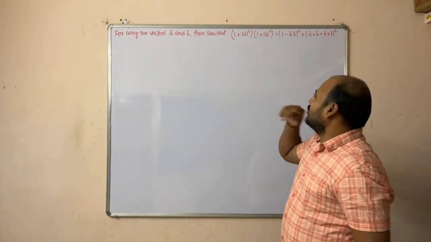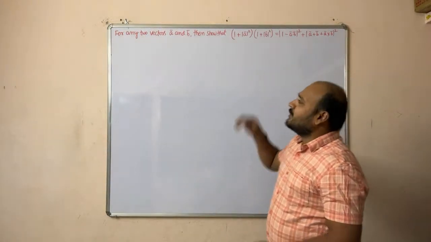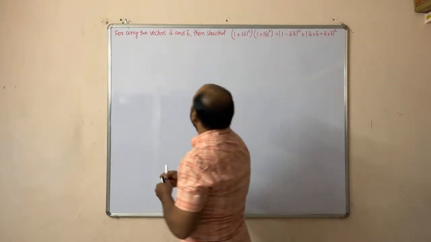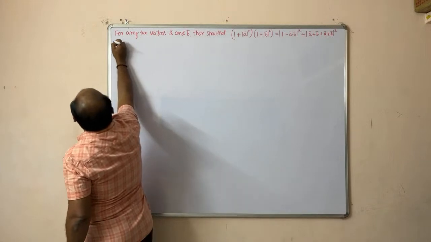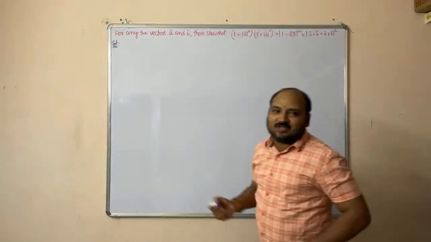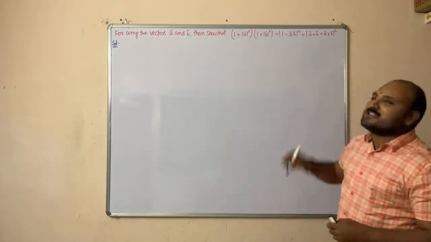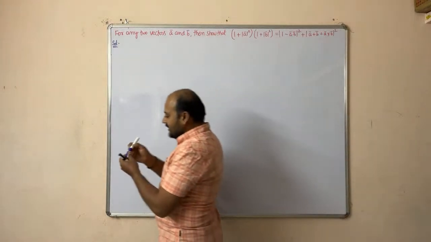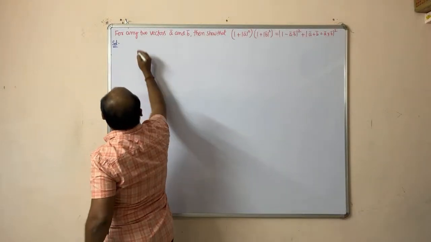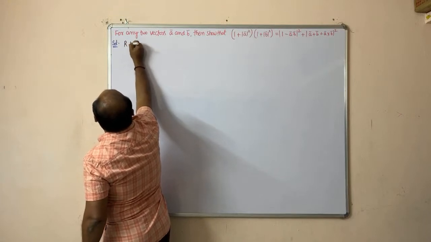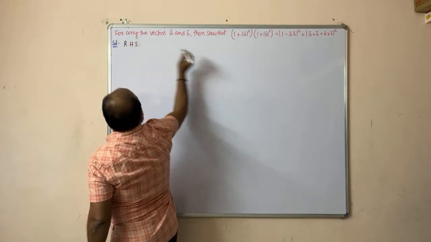This is one of the 2017 or 2018 questions in Mathematics 1A paper. One of the vectors questions is given. To prove this, generally we prove LHS equal to RHS, but according to this question, I am going to prove RHS equal to LHS. Consider RHS. What is RHS here?